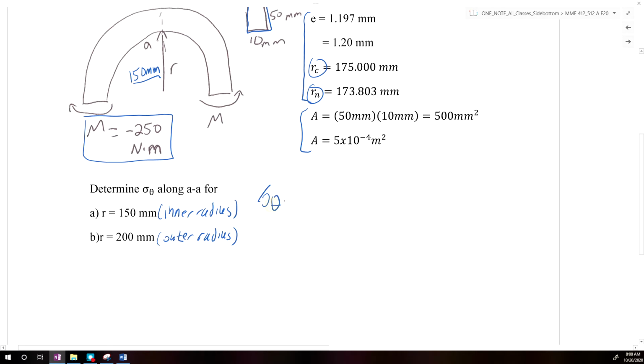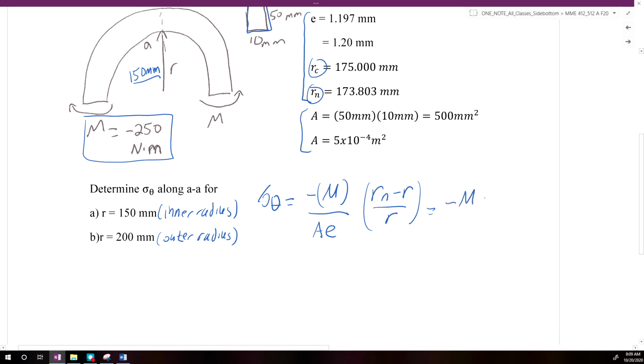We defined this in the last video, where the tangential stress is equal to negative M over A e times Rn minus R over R. Now, if we divide both Rn and R by R, we end up getting this equation here, where we get M Rn divided by A e R plus M over A e.